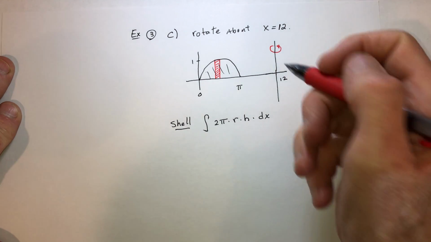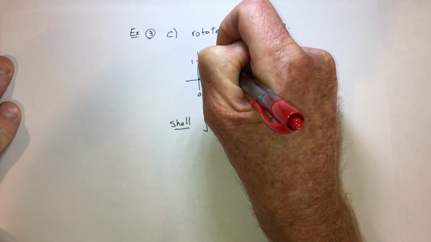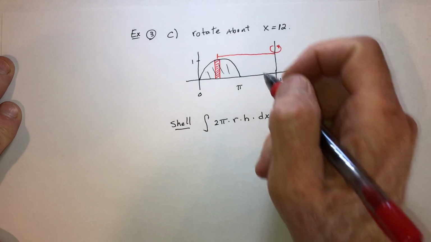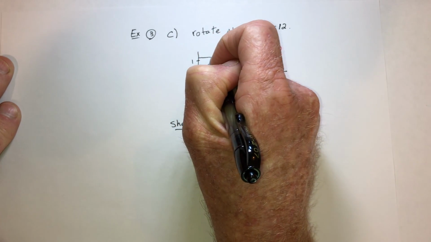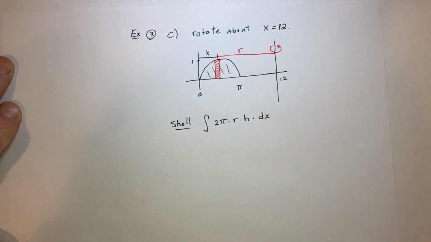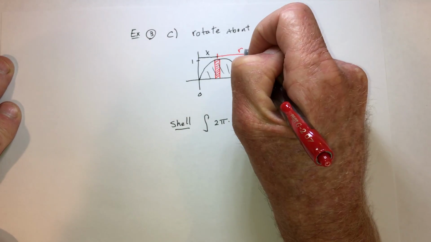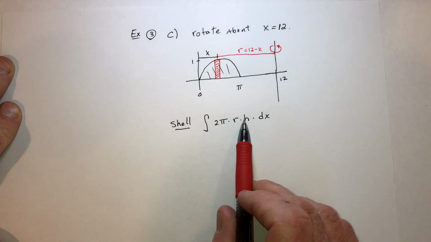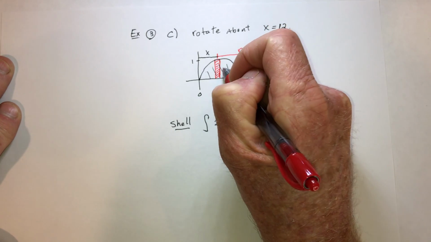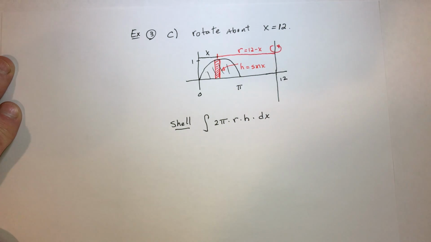So the radius, you have to measure from the axis of rotation over to the middle of this rectangle. That's going to be the radius. On this side, this is a length of x, which means that on this side, it's a length of 12 minus x. And then the height, that's the height of this rectangle, and the height is equal to our original function, sine x.